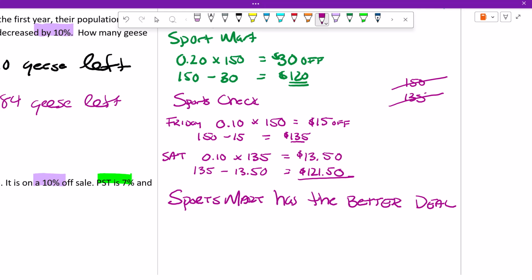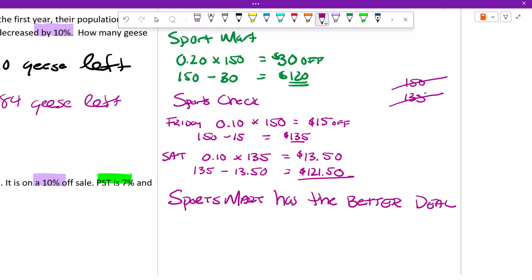So now, an add-on question, not on there. Well, what would, if Sports Check did a one-day sale, and for whatever reasons they wanted to sell it for $121.50, what would the percentage off be for that? How do you figure that out? Because it's not 20% off. It's obviously less than 20% off. Because SportsMart sells it for 20% off, and it's $120. How do you figure out what percentage off was this actually?